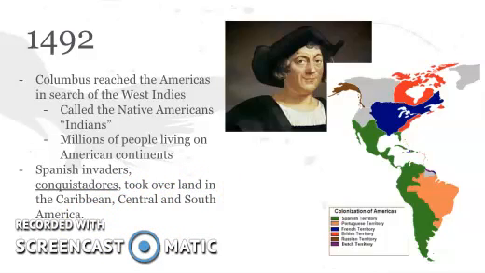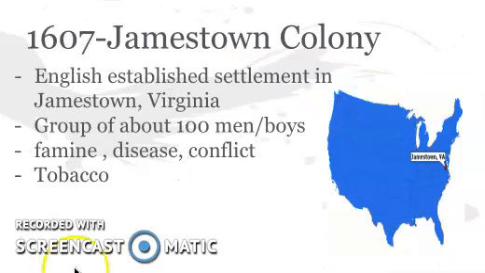The Jamestown colony. Jamestown, right in that Virginia area. So the English established a settlement in Jamestown, Virginia. The name Jamestown comes from the King of England at the time, King James. So they were very creative with their name, right?